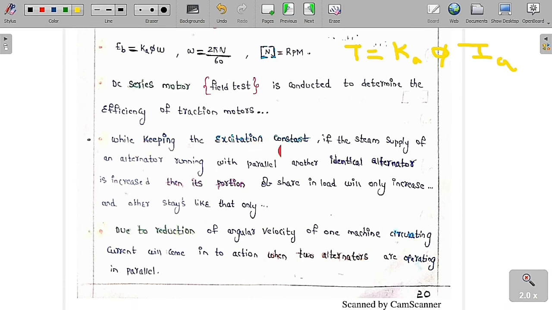While keeping the excitation constant, if the steam supply of an alternator running in parallel with another identical alternator is increased, then its share of the load will increase and the other stays the same.